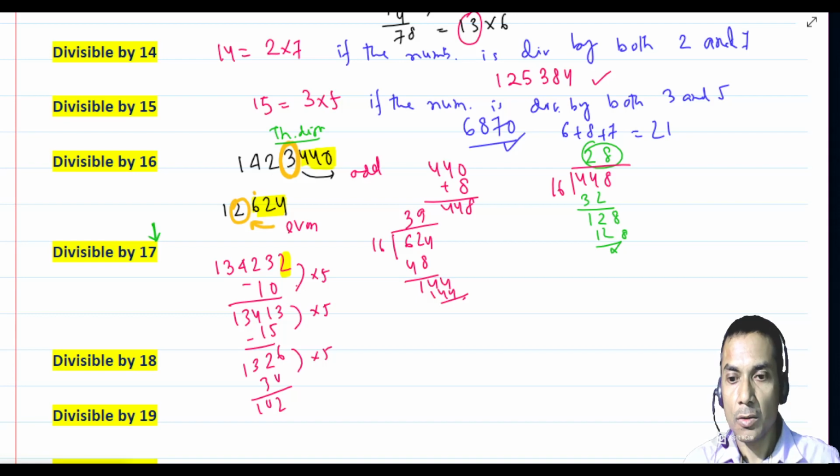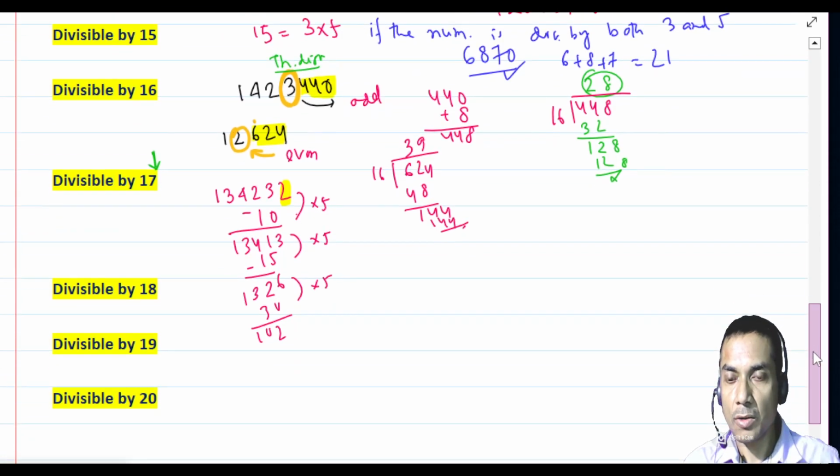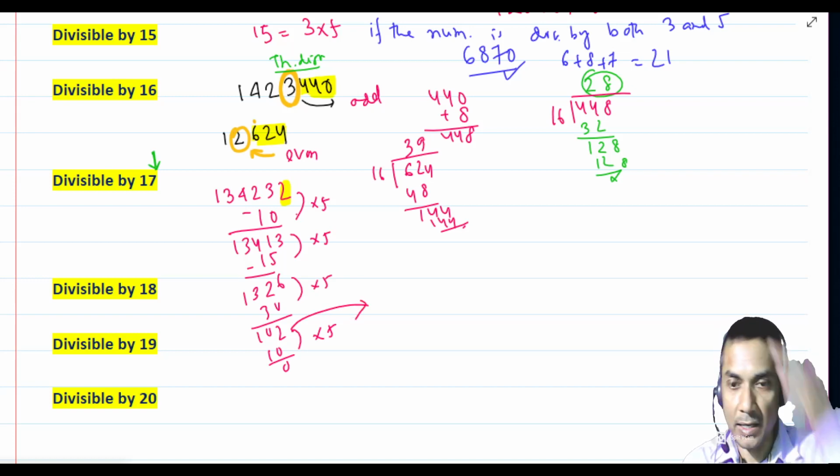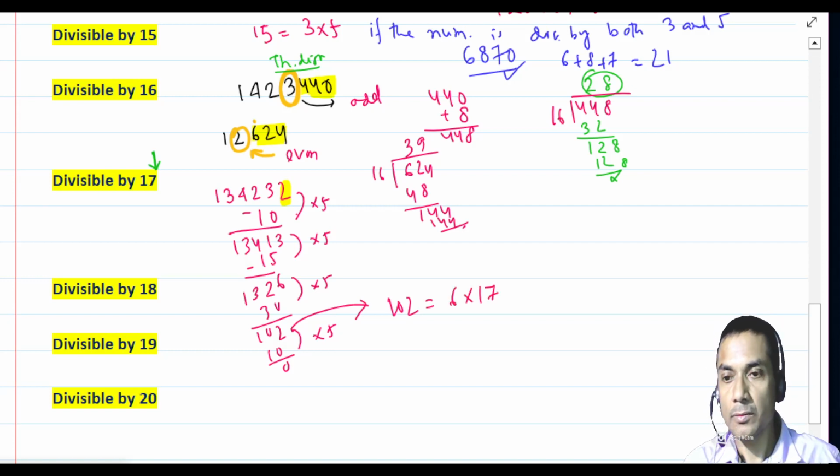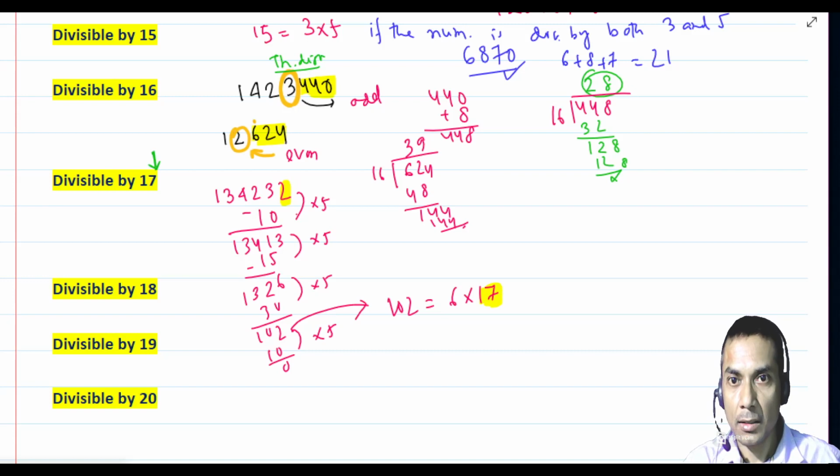Then you get 102, which is 17 into 6. But if you forget the table, you can do it again: multiply 2 by 5 to get 10, and deduct to get 0. The 0 is divisible by 17, so 102 is divisible by 17. So this entire number is divisible by 17. Clear?